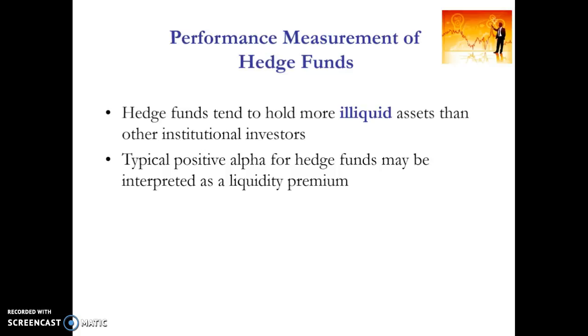Therefore, the typical positive alpha that is generated by hedge funds may potentially be interpreted as a liquidity premium. Now, because when we evaluate performance, we try to evaluate risk-adjusted performance, we might potentially need to also adjust for liquidity, given liquidity is also a risk factor that these hedge funds are exposing themselves to.